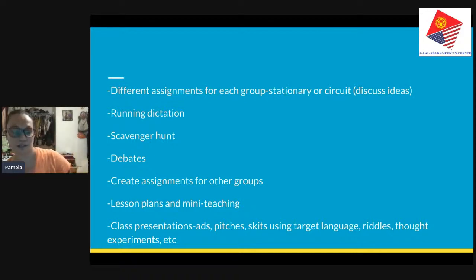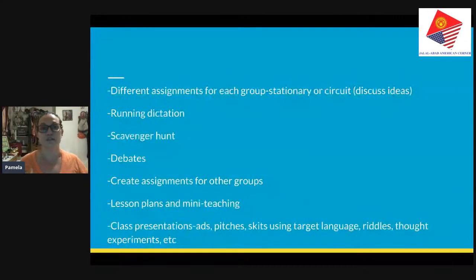Encourage them to be very thorough, and just kind of walk around and monitor. Don't give answers, but make it very clear, like you want 10 questions, or you want 15 multiple choice questions, or you want a blank gap fill or something like that. But creating assignments for other groups is a really great one to do.